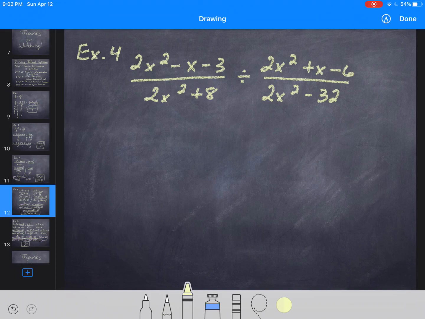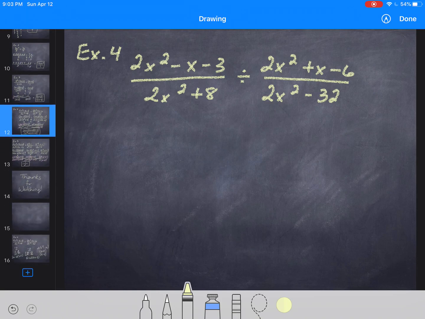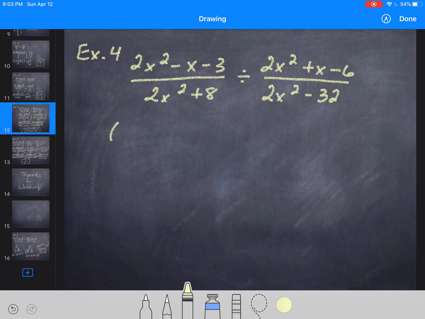Let's factor our first numerator using MIFTERM. Pause here so you can factor. My factors are 2x minus 3 and x plus 1.